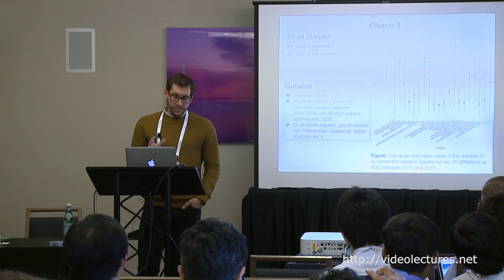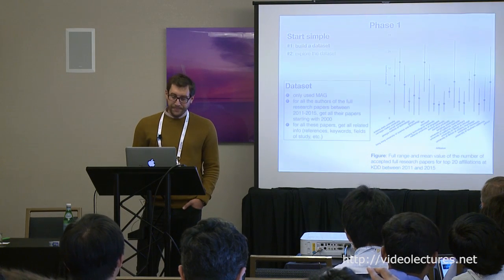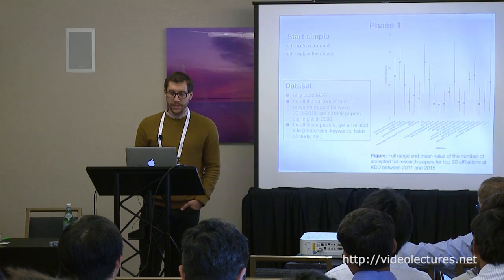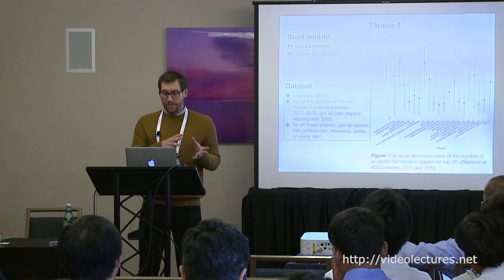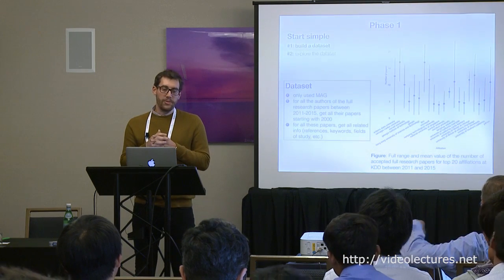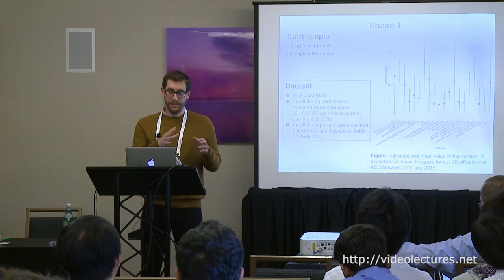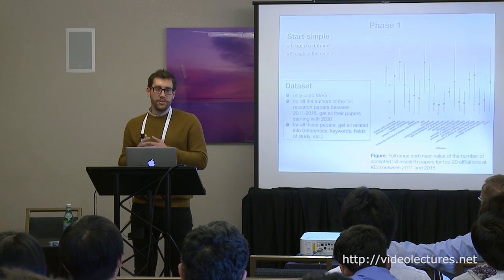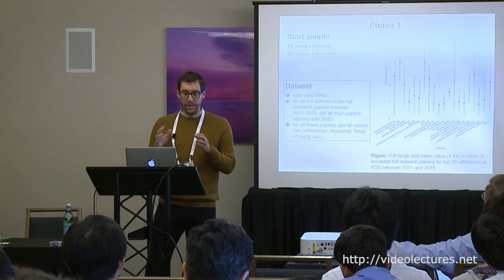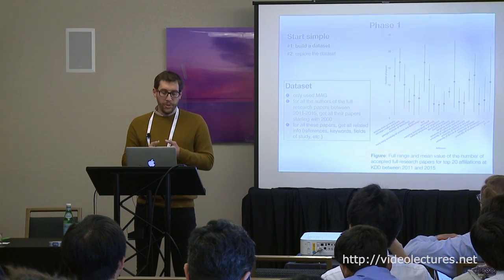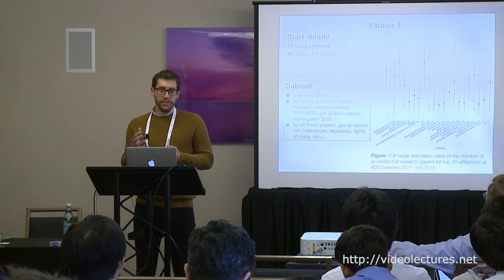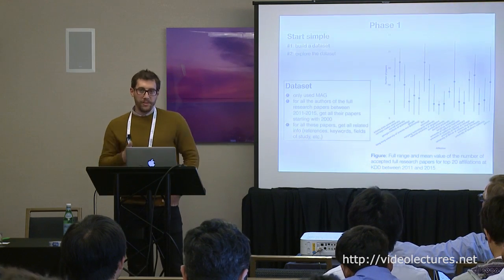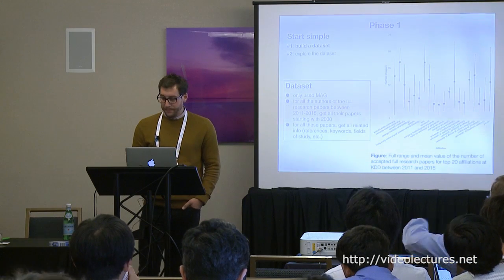So for the data set, we only used Microsoft Academic Graph data. We didn't use any other external data sources. Basically, what we did was, for all the authors of the full research papers between 2011 and 2015, this was specified as a separate archive on the website, we got all their papers starting with the year 2000. And for all of these papers, we also got related information about them, so the references, the keywords, fields of study, and whatever else was connected to these papers.